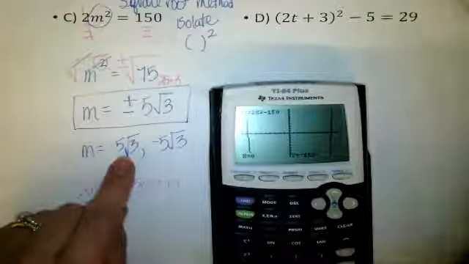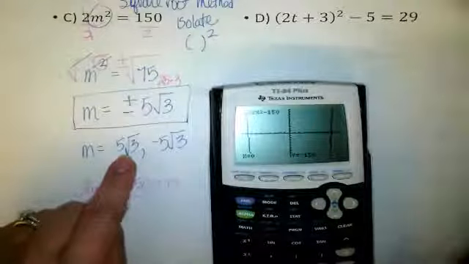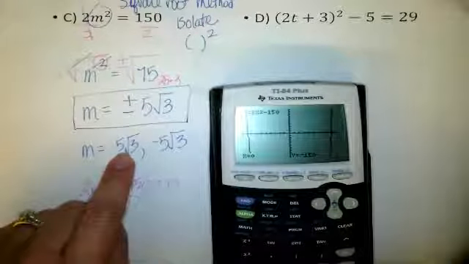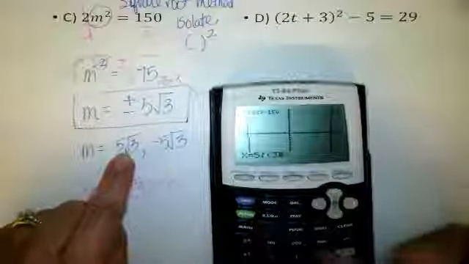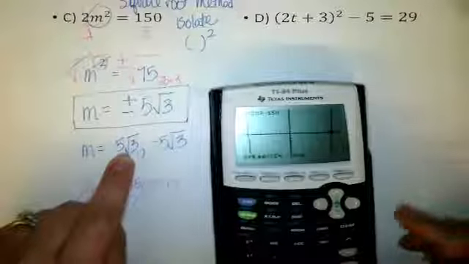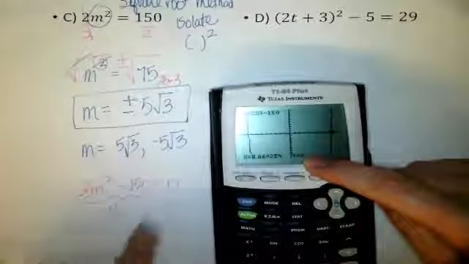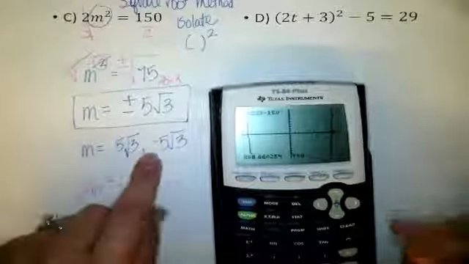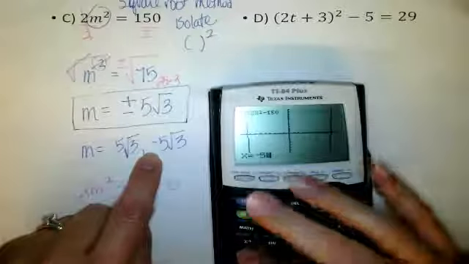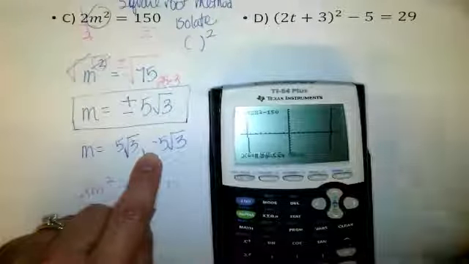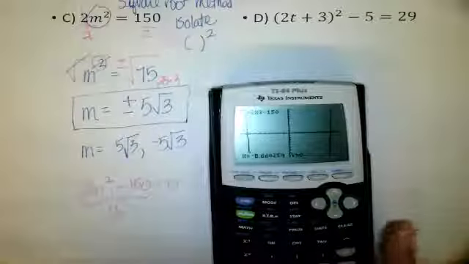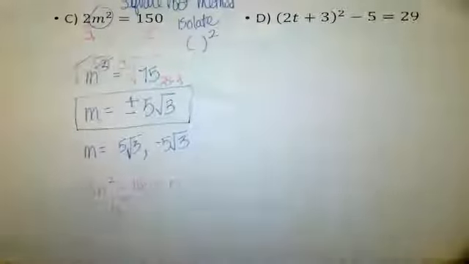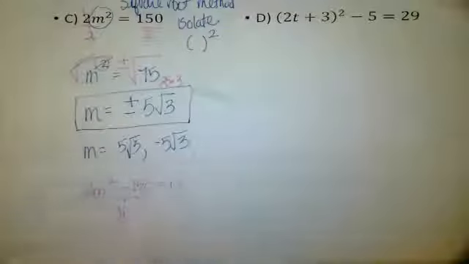I'm going to use trace, and I can type in 5 radical 3. So literally 5 and then the square root of 3. And there it is. That's where it's equal to 0, which is what we're looking for. And then I can also type in negative 5 radical 3. And there again is where it's equal to 0. So it's nice to be able to use that to double check your answers.